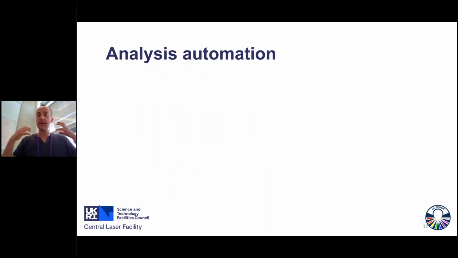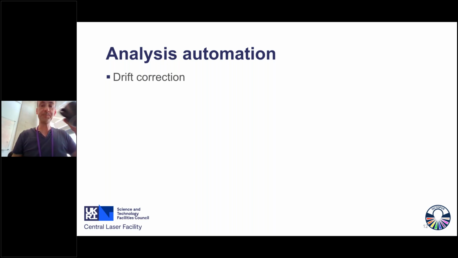So that's the acquisition side of things. Then what we also needed to do was automate the analysis pipeline, essentially getting the FLImP fingerprints from our data. One step of that, which was previously very manual, was the drift correction. So this is correcting for sample drift.